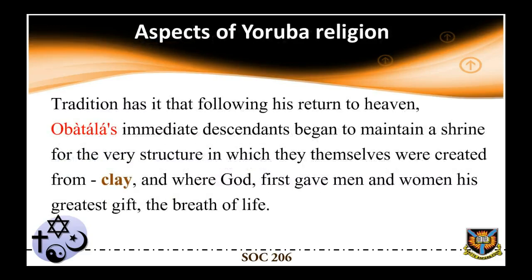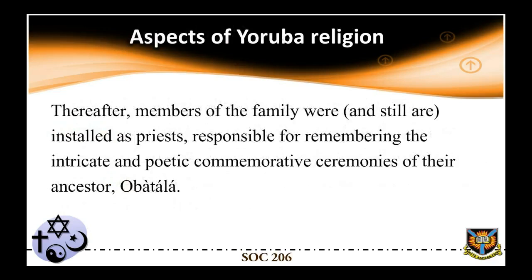Tradition has it that following his return to heaven, Obatala's immediate descendants began to maintain a shrine for the very structure in which they themselves were created from, clay, and where God first gave men and women his greatest gift, the breath of life. Thereafter, members of the family were, and still are, installed as priests, responsible for remembering the intricate and poetic commemorative ceremonies of their ancestor, Obatala.